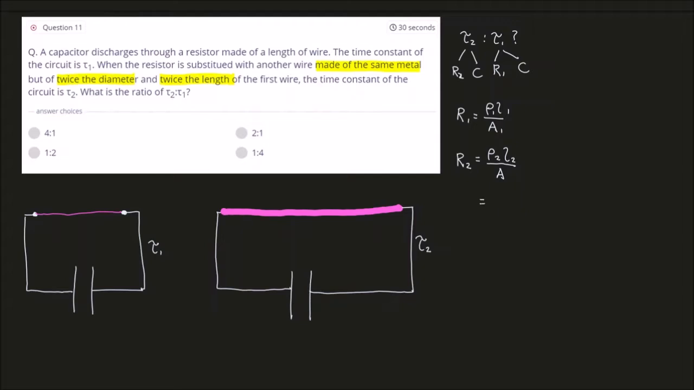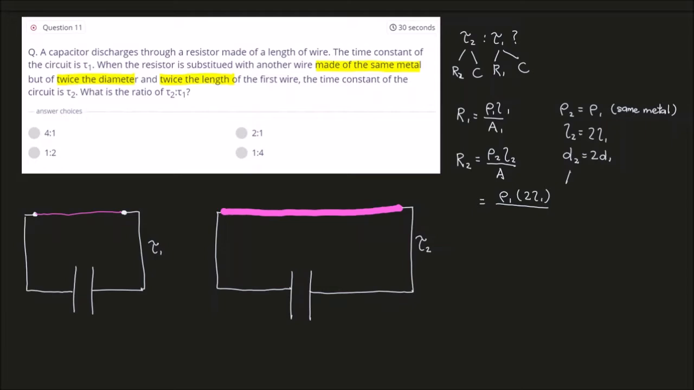Okay, we know that rho 2 is equal to rho 1 because they say it's made out of the same metal. Okay, in that case rho 2 will be equal to rho 1. I can just write it as rho 1. Length 2 is twice the length of the first wire, so we can substitute length 2 to become 2 times length 1. Okay, the next thing that they mention is it's twice the diameter. If it's twice the diameter, then d2 will be equal to 2 d1.